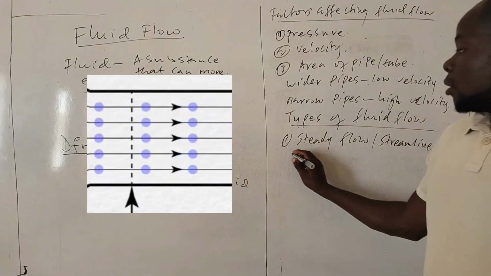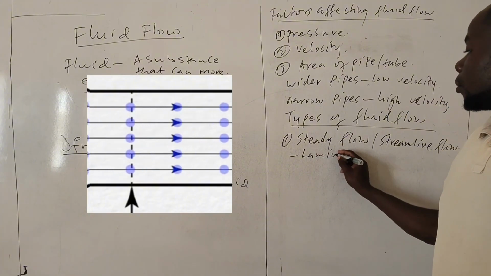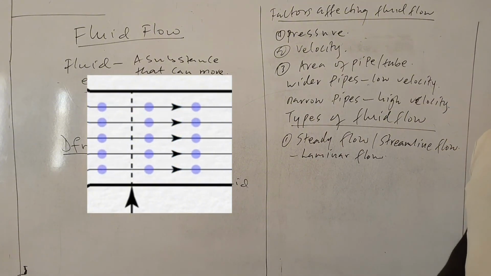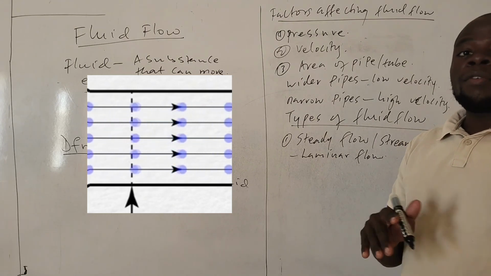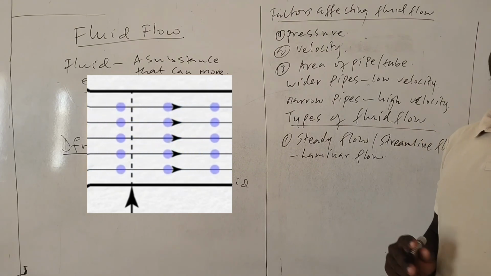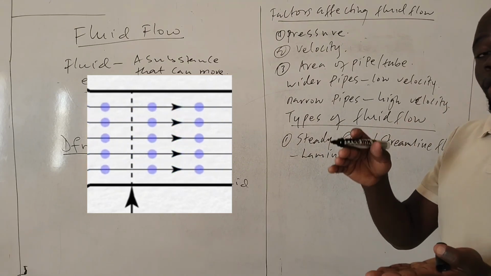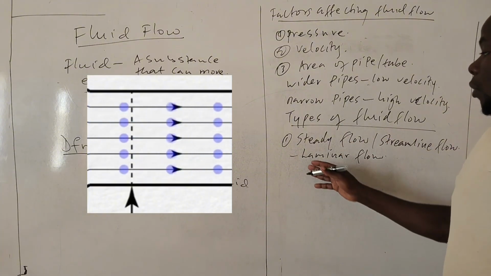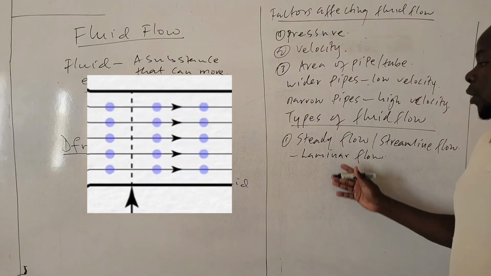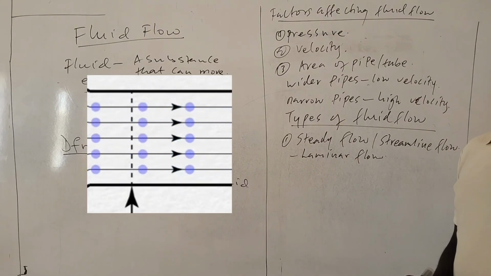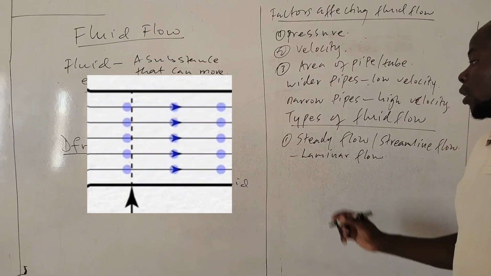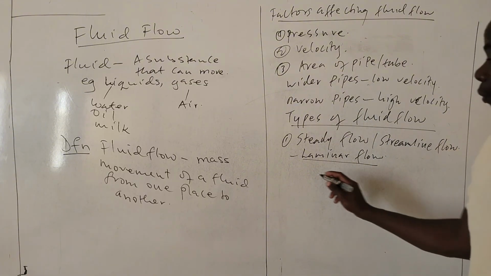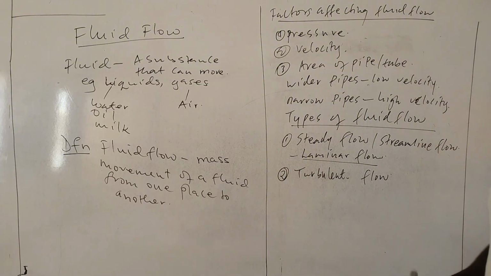Special case of this is called laminar flow. This is where we have layers of the fluid flowing. So we can have particles in the same layer have same velocity. So if we have different layers of the fluid and the fluid is flowing uniformly, then we call that a laminar flow. Type 2, turbulent flow.